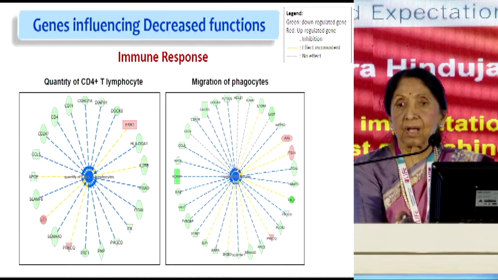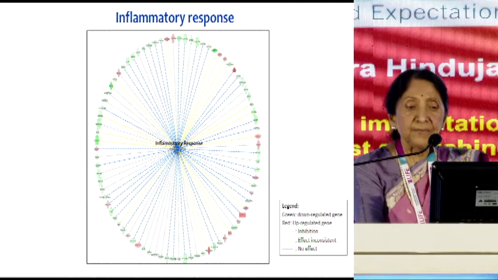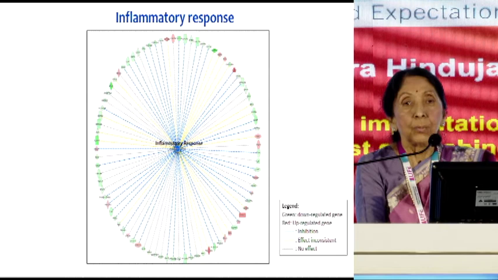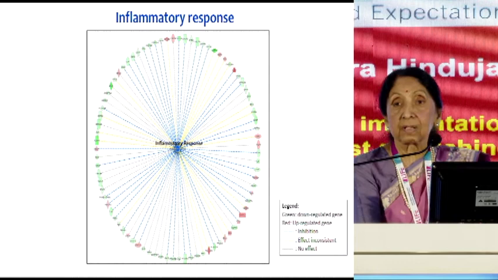This is mainly the immune response, which was inhibited by these down-regulated genes. So also is inflammatory. You can see the number of green genes which are down-regulated. The blue line suggests the pathways are in inhibition, and the center is inflammatory. In other words, the inflammatory and immune systems were both down-regulated in the women where the genes were also down.